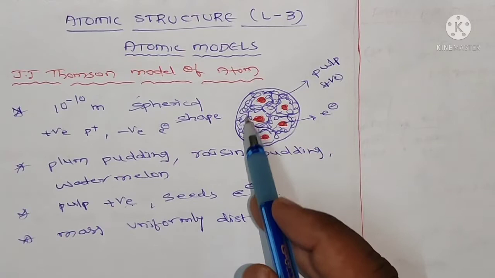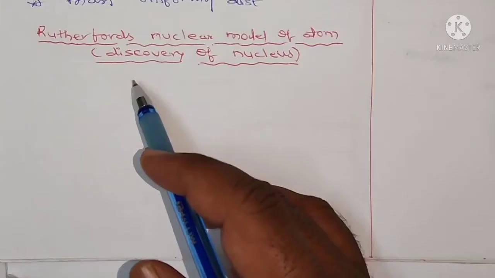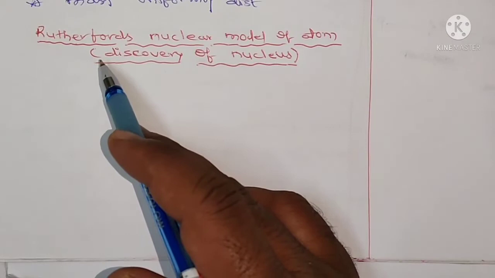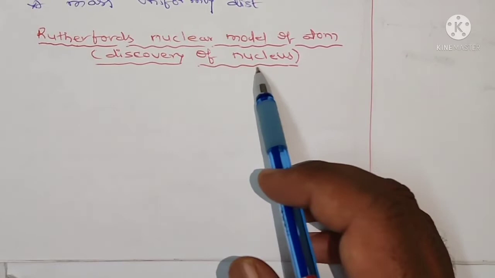So this is about the J.J. Thomson model of atom. The next model is Rutherford's nuclear model of atom. In this model, Rutherford discovered the nucleus. That's why it is called the discovery of nucleus. Let me take one diagram here.